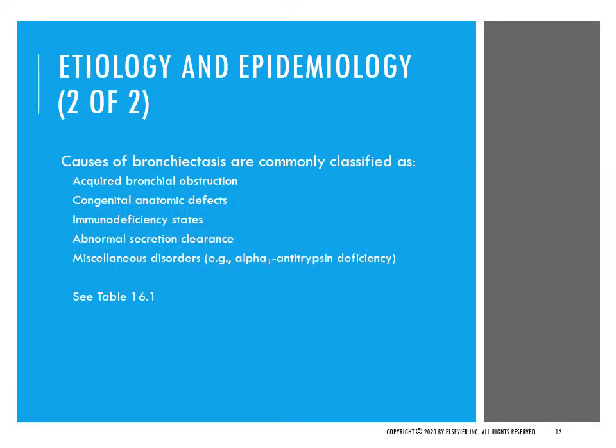Causes of bronchiectasis are commonly classified by why they happen, such as acquired bronchial obstruction, congenital anatomic defects, immunodeficiency states, abnormal secretion clearance, and miscellaneous disorders, such as alpha-1 antitrypsin deficiency. You can see the full list of this in Table 16.1 in your book. This is on page 261.